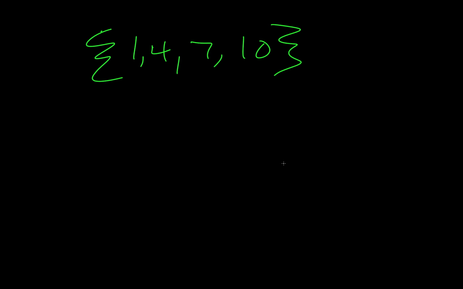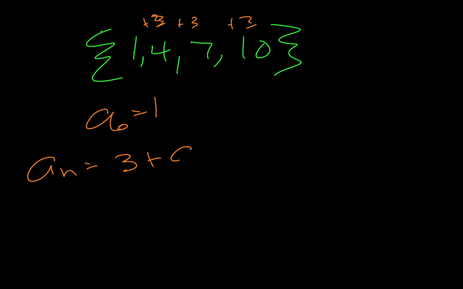Okay, so for this one, we notice that we're adding 3 each time. So a sub 0 is 1, a sub n equals 3 plus a sub n minus 1.